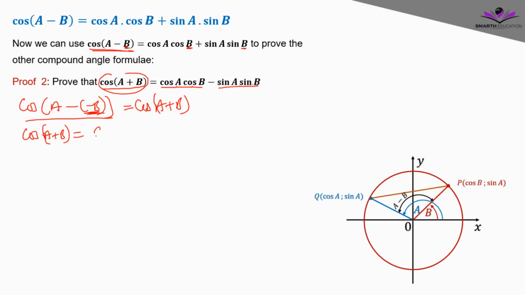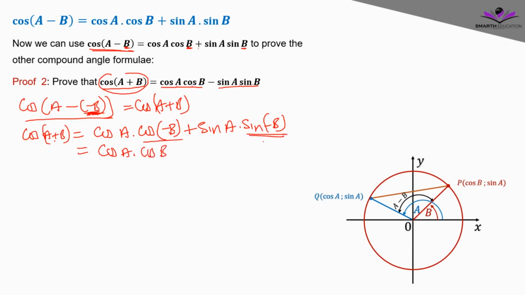So it's going to be cos A cos(-B) plus sin A, we have sin A, and then sin B, our B is negative B here, so we're going to say sin(-B). Okay, right. Now remember negative angles. Cos(-B) is cos B, so this is just cos A cos B. But sin(-B) is negative sin B. So it will change this sign and become minus sin A sin B. Done. We have done the proof for the second one.